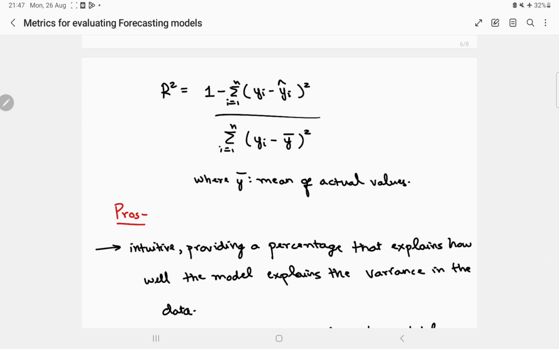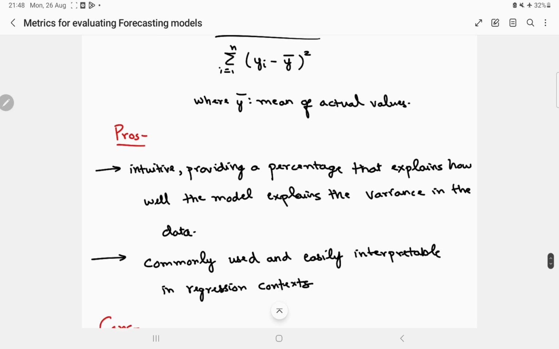And it is defined as 1 minus summation i goes from 1 to n, yi minus yi hat squared, divided by summation i goes from 1 to n, yi minus y bar whole squared. And y bar is basically the mean of all the actual values.